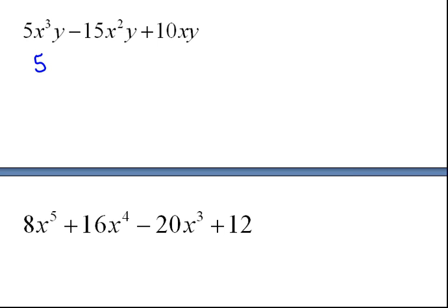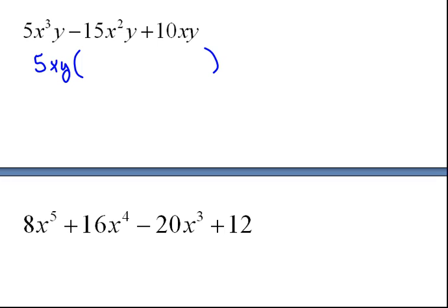Now the x's, they all have an x, and the smallest exponent would be this understood 1 here. So we're going to pull out an x. Now we look at the other letters, the y. They all have a y in common, so we know that part of the GCF will have a y. And the smallest exponent, well, each one of these has an exponent of 1. So our exponent of 1 would be what we're going to reverse distribute.